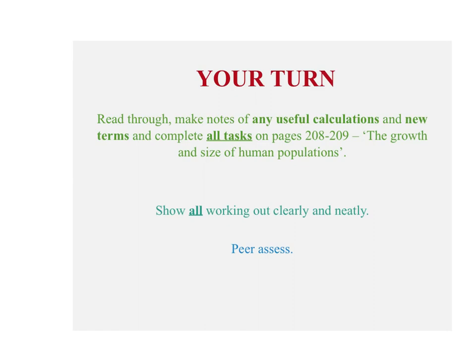Now it's your turn. Have a go at the tasks on page 208 to 209. There's photos on OneNote, including the growth and size of human populations. You're going to need to show all your workings out nice and clearly, and then you are going to self-assess, because we're at home and you can't touch anyone, using the photos that I've put on OneNote again with the answers.